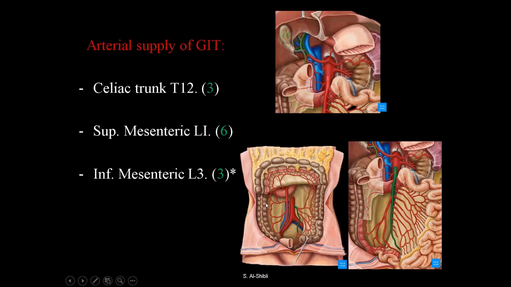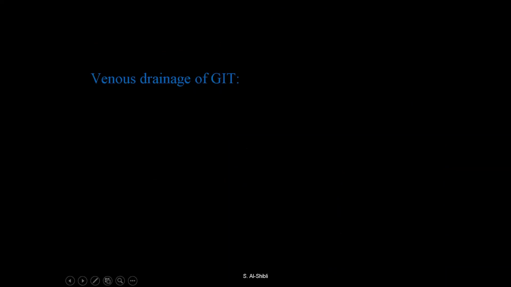So the inferior mesenteric, we have left colic, the sigmoidal, and the superior rectal artery. These are the main blood supply of the abdominal gastrointestinal tract.